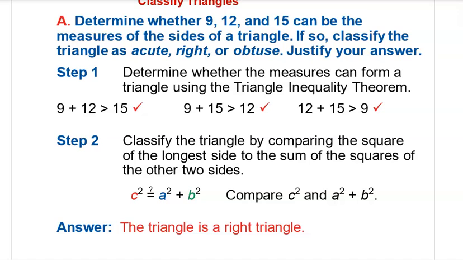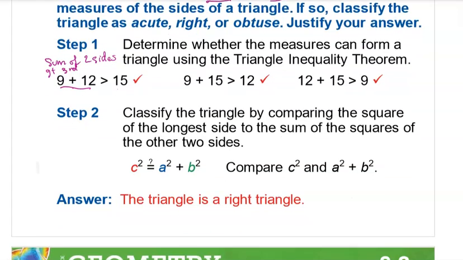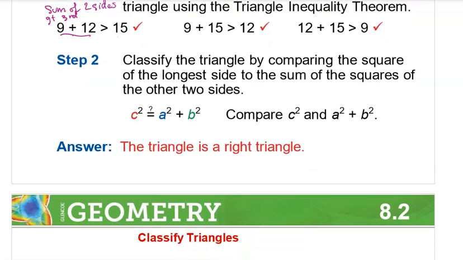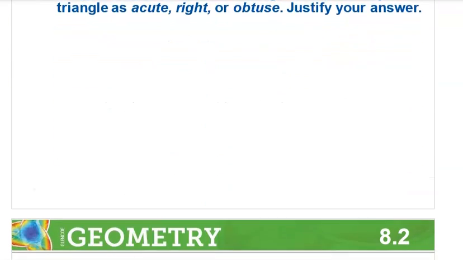So first thing is you're going to determine whether the sides can even make a triangle. The sum of two sides must be greater than the third. Okay, so that's what we're doing here. We're trying to determine if this is going to make a triangle. So first thing is to check that the two sides are greater than the third. We talked about this a couple chapters ago. Then you're going to classify the triangle by comparing the square of the longest side with the sum of the squares of the other two sides. So let's try this.